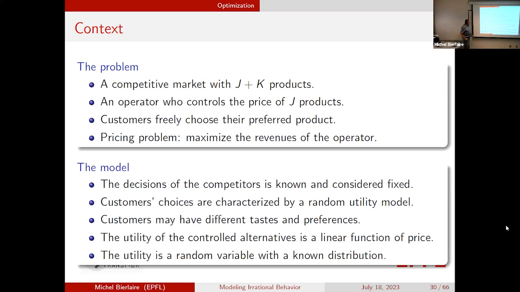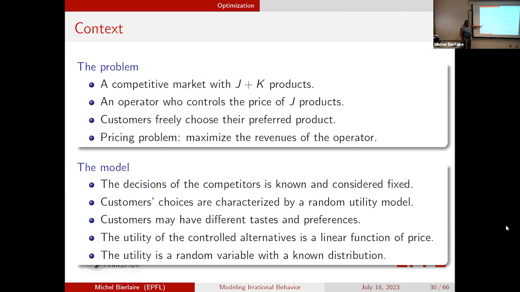So what is the definition of the problem? I have a competitive market, and I have two sets of products. I have J products that I control. I can decide about the price of these products. And K products which come from the competition. I have no control about these prices. Okay, so the customers freely choose their preferred product, and we can import any choice models that you see fit for this prediction. Okay, and so the objective is to find the prices of these J alternatives such that the revenues of the operator are maximized.